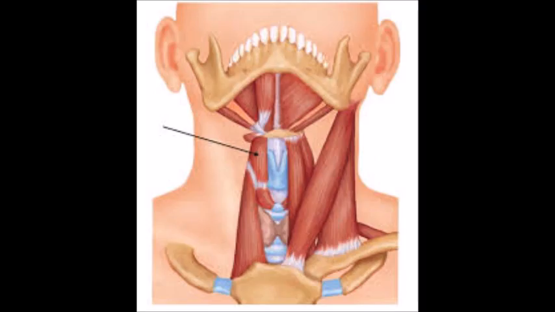Infrahyoid muscles. Thyrohyoid. Origin: oblique line of thyroid cartilage. Insertion: lower border of hyoid bone. Action: elevates thyroid cartilage, larynx, and depresses hyoid bone.